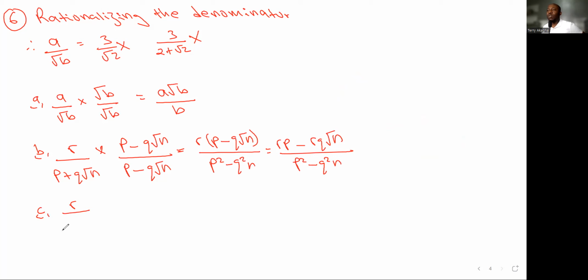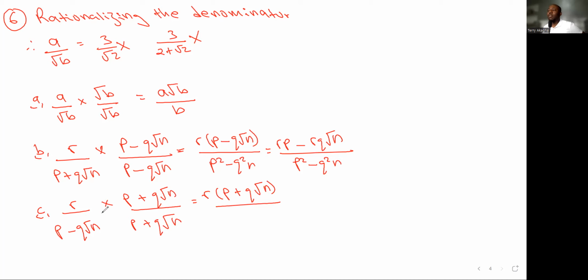Then the next one, the same thing will happen, okay? Now, in this case, I want you to try this one, but if we have minus here, all right? So when you multiply, you're going to multiply by the conjugate, which is plus Q root N, divided by P plus Q root N. Then when you multiply, it's going to give you R times P plus Q root N divided by, okay? Now, it's going to give you the same thing, which is P squared minus Q squared N, because it's exactly like what we did before. And that'll be RP plus RQ root N divided by P squared minus Q squared N.